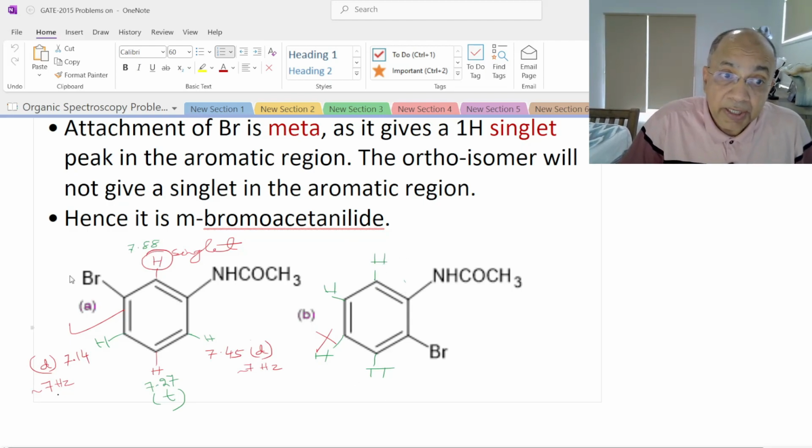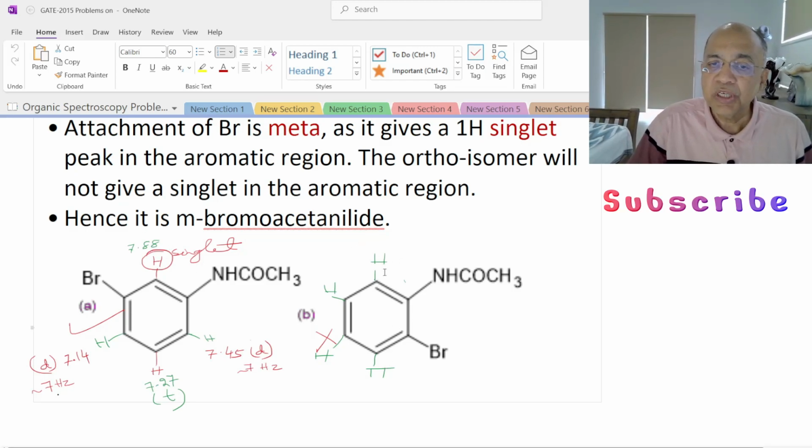And moreover, that proton is flanked by two deshielding groups. The increment for this is about 0.2 to 0.3, and for bromine about 0.2. So the high 7.88 value will not be found in this case. It will be nearer 7.5 or 7.4. But 7.88 and a singlet also speaks 100% in favor of meta, not ortho. So the correct answer is this.